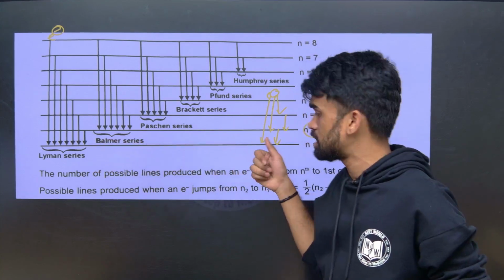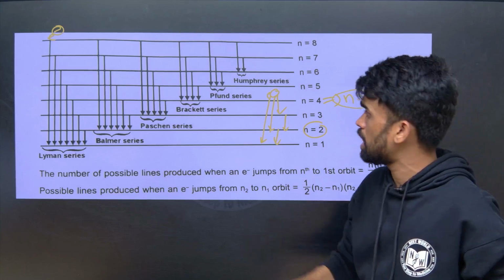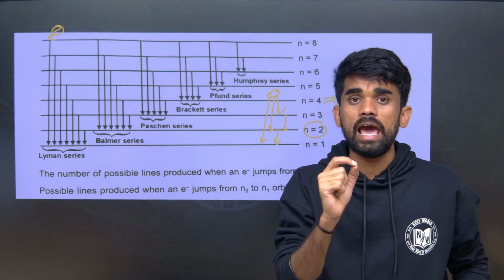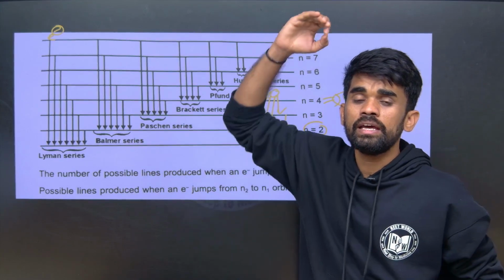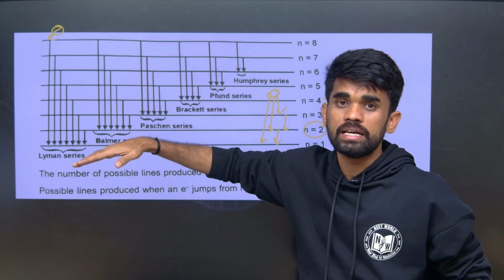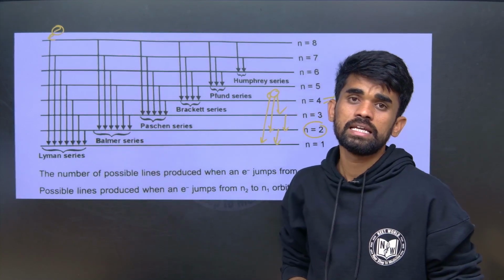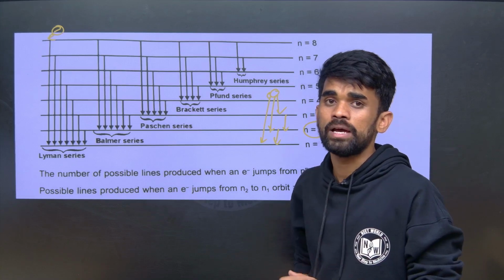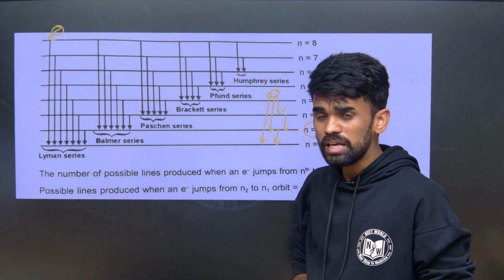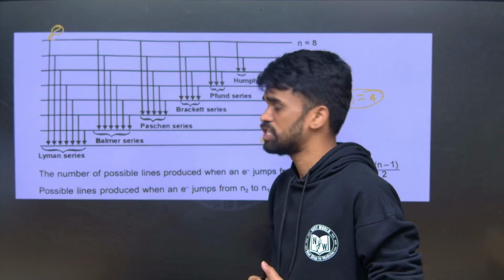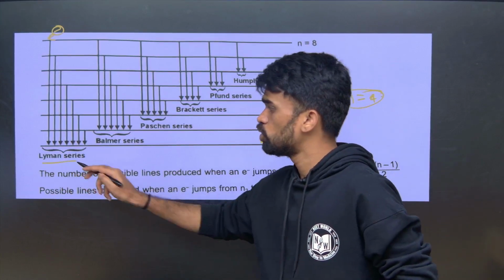Now when an electron is directly falling from the nth level to the first state, the ground state, the n equals 1 state, all those lines are called the Lyman series. Any higher energy state to the first state, those spectral lines are called Lyman series lines. They appear in the UV region.